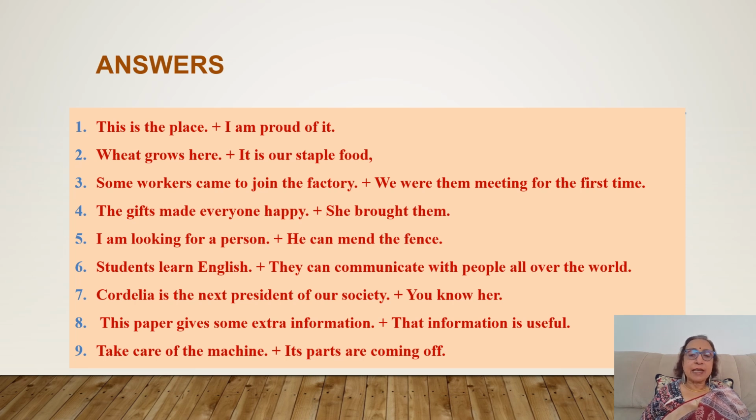Some workers came to join the factory. We were meeting them for the first time. Some workers whom we were meeting. Some workers is them. In the second sentence, it is them. So we cannot do what we did for the second one here. We cannot say some workers whom came to join the factory. That will be a wrong sentence.